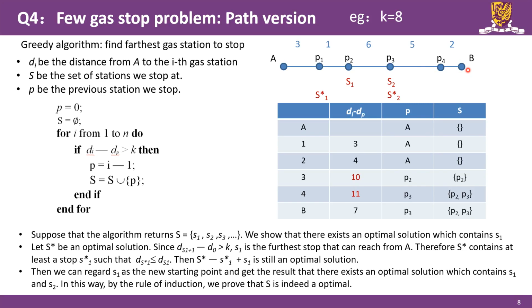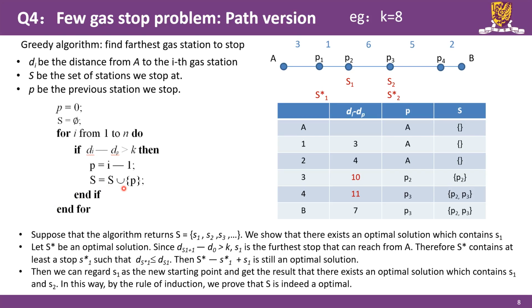Then next we will look into the destination B. The distance between the previous stop, that is P3, and B will be 7, which is lower than K. So we will not update the previous gas stop, and the S will also not be updated. So that forms the algorithm.